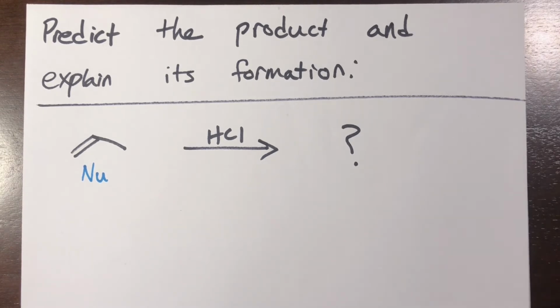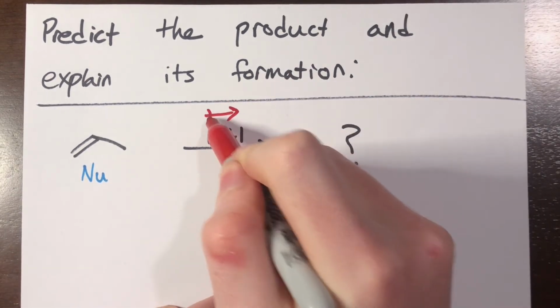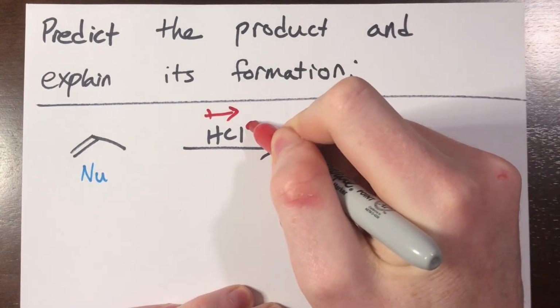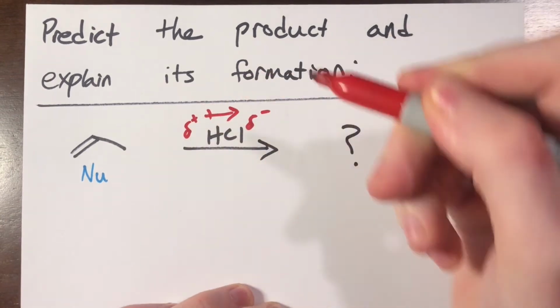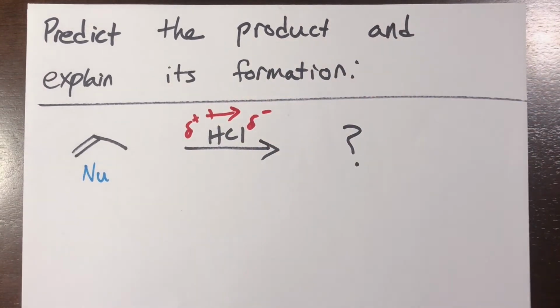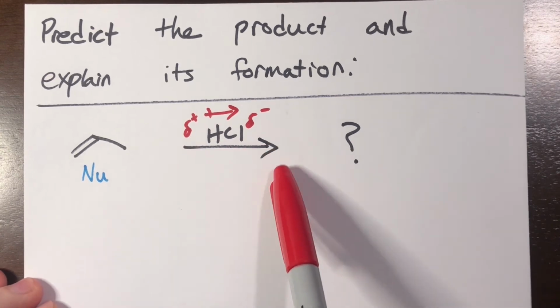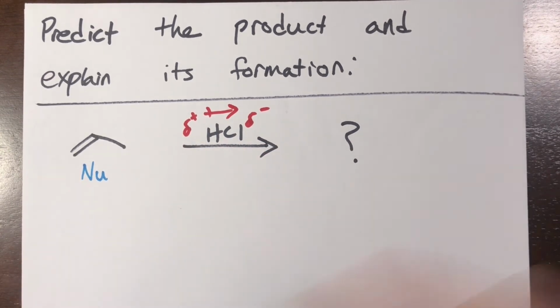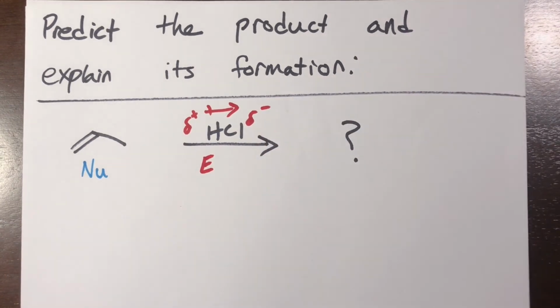So if we look at HCl, HCl is polar. It has a dipole moment towards chlorine because chlorine is more electronegative than hydrogen. So the chlorine has a partial negative, and the hydrogen has a partial positive because the dipole is moving from hydrogen and towards chlorine. So what this means is our hydrogen can function as an electrophile because it has this partial positive charge.